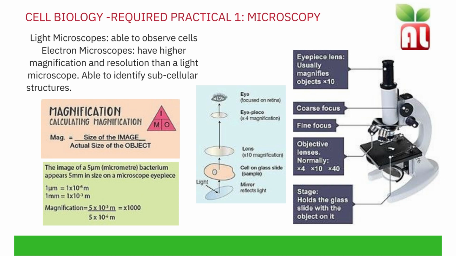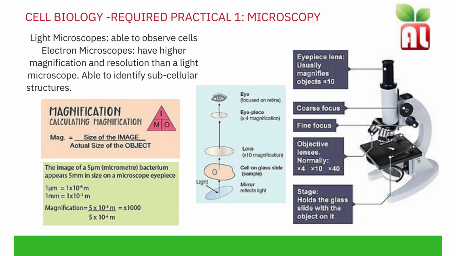When using a light microscope, you start on the lowest magnification and then rotate to increase magnification. The stage holds the glass slide with the object on it. You use a lamp to shine a light at the mirror, which reflects up into the lens.